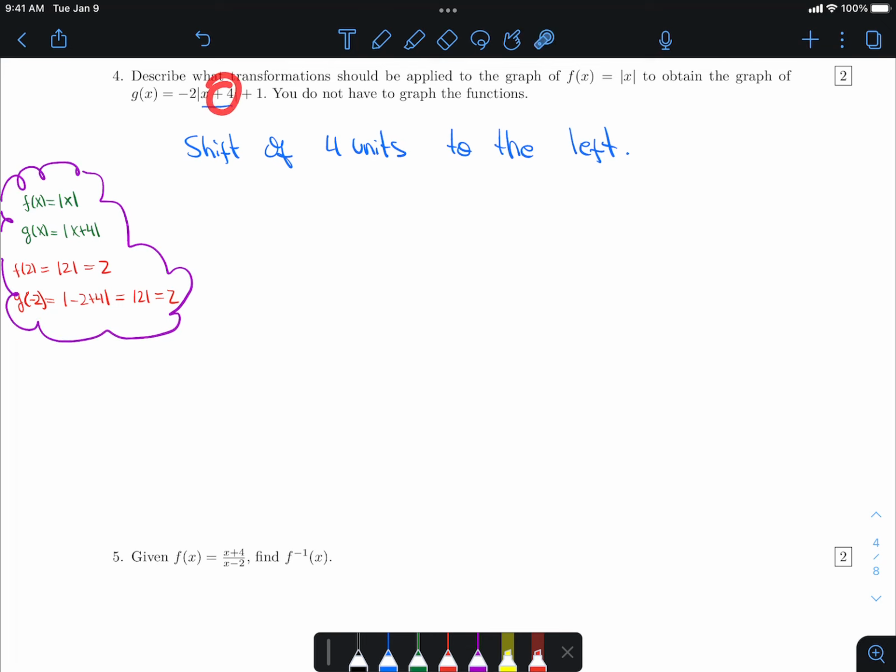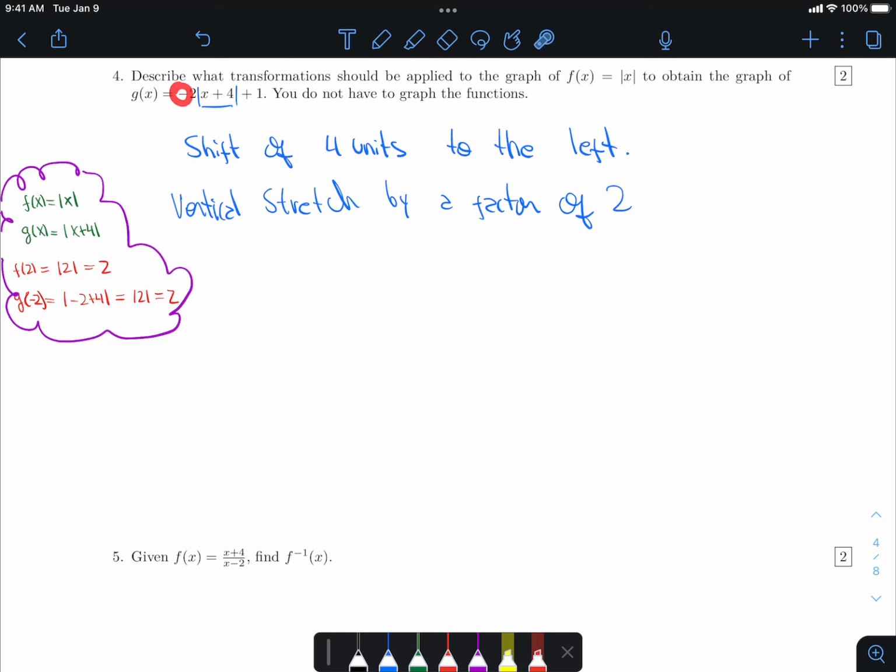So this plus 4 is taken care of. Next, you take the absolute value, and after that you multiply by negative 2. So that is 2 things at once. That is a stretch up by a factor of 2, a vertical stretch, because you're multiplying after the absolute value. So you take the result of the absolute value and you double it, by a factor of 2.